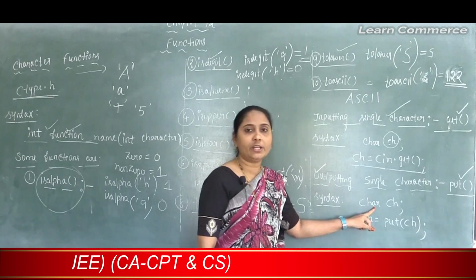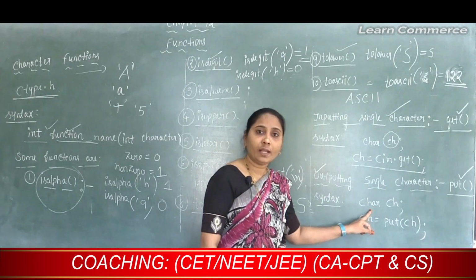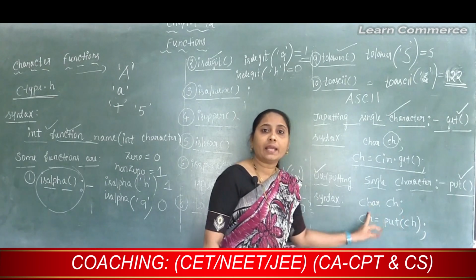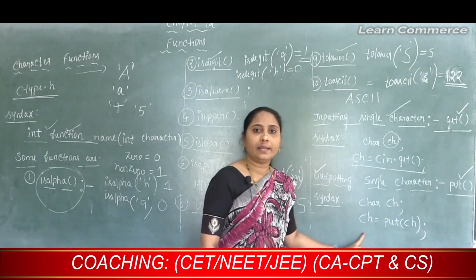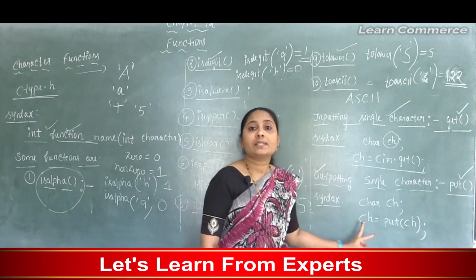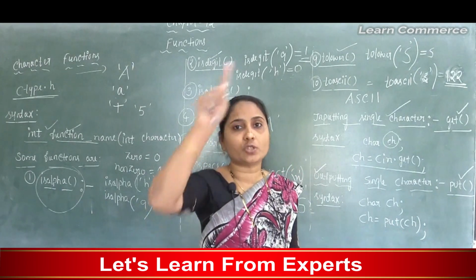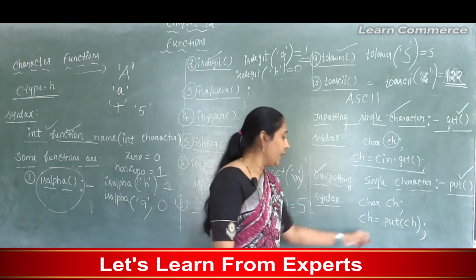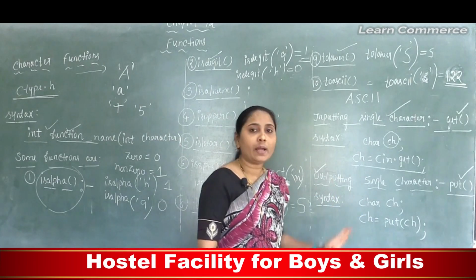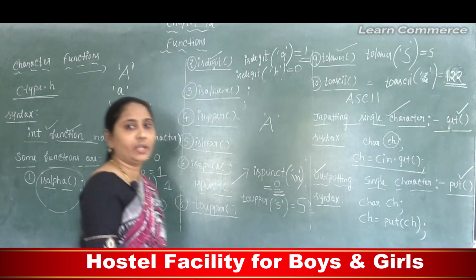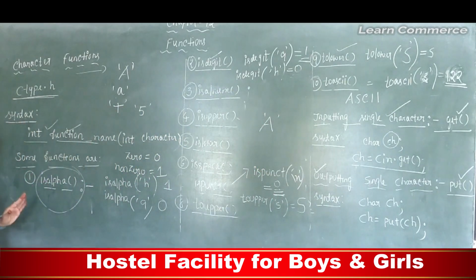First of all we need to declare. Char ch. Okay, the declaration of the variable ch, char ch semicolon. Later, next one, how are we going to write? ch is equal to put open the parenthesis ch closing of the parenthesis semicolon. So this is some explanation about inputting a single character and outputting a single character. So is this point clear?